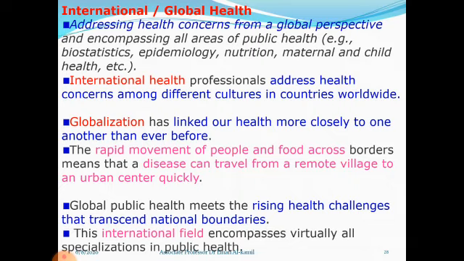And globalization has linked different populations so that they are very closely related, in order to decrease the disparity. This is done by improving the different health programs which are used globally or internationally.